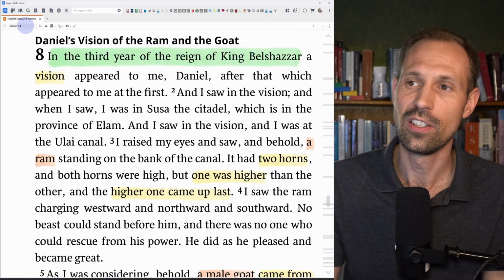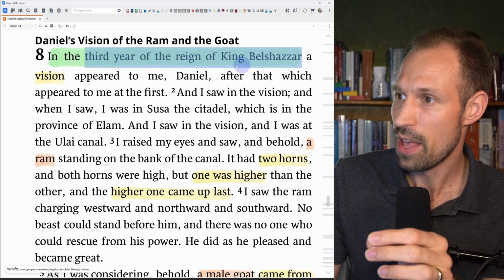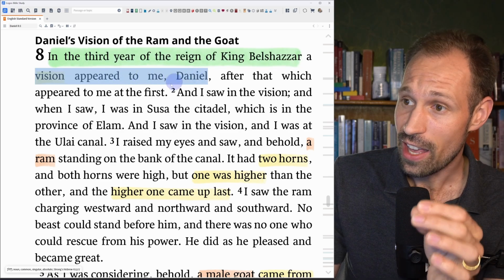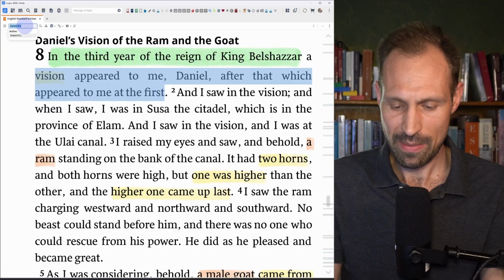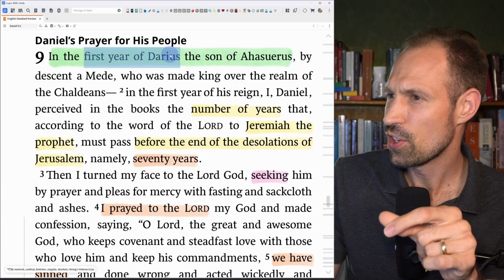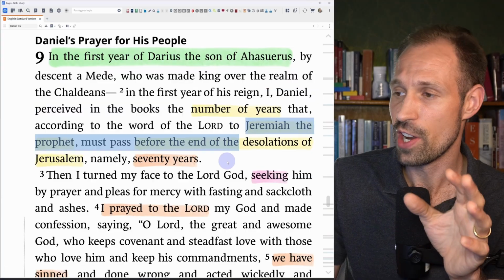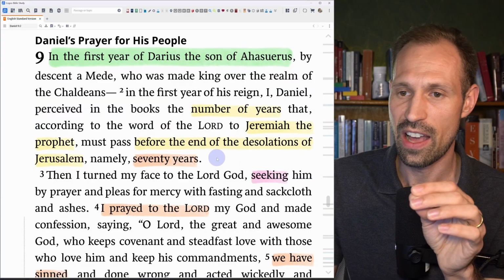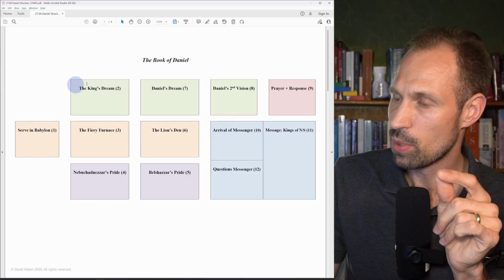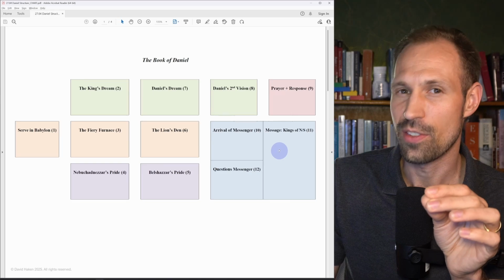Let's go to chapter 8 and look for the use of pronouns to describe Daniel. In the 3rd year of King Belshazzar, a vision appeared to me, Daniel, after the vision that appeared to me at the first. Daniel is referred to in the first person. Again, in chapter 9, in the 1st year of Darius, I, Daniel, perceived in the books the number of the years that Jeremiah wrote about in chapter 25 and 29 of that book. You see, we've shifted from 3rd person in 1 to 6 to 1st person here in 8 through 12.